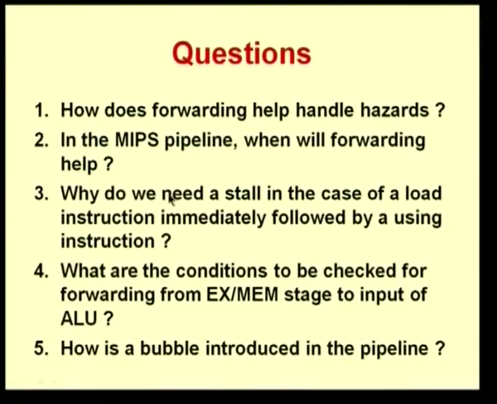Questions to review the content of today's lecture. Question number 1, how does forwarding help handle hazards? Question number 2, in the MIPS pipeline, when will forwarding help? Question number 3, why do we need a stall in the case of a load instruction immediately followed by a using instruction? Question number 4, what are the conditions to be checked for forwarding from the EX/MEM stage to the input of the ALU? Question number 5, how is a bubble introduced in the pipeline?